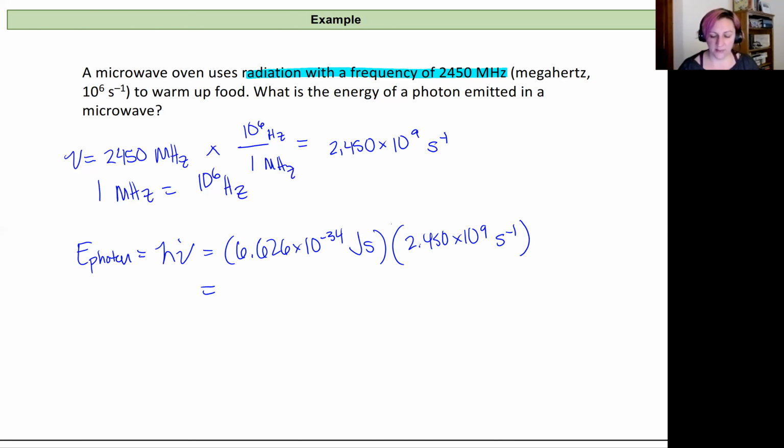I'm going to plug that into my calculator. I'm going to pause while I do that. Plugging that in, I get a value on the order of 1.6 times 10 to the -24th joules. It's a really small amount, but we're talking about one photon, and they're really itty bitty. So that's the amount of energy that just a photon in your microwave would have as it heats up food.